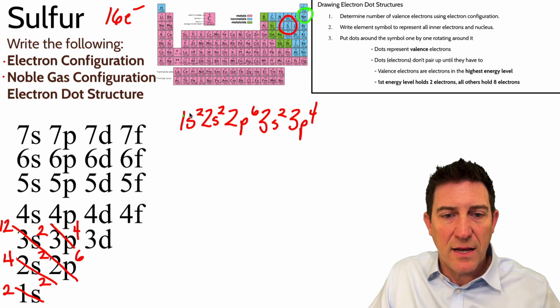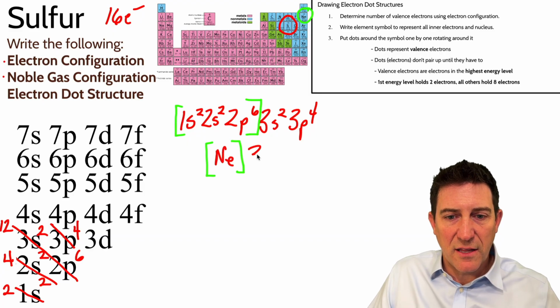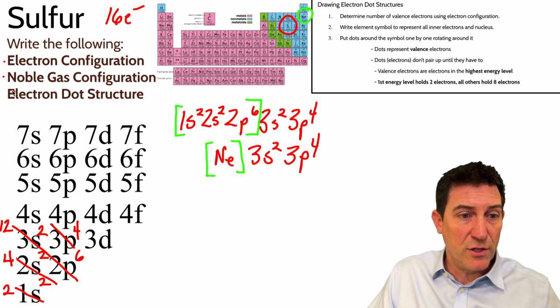Neon is number 10. So neon, 6, 7, 8, 9, 10. Neon has this electron configuration. I'm going to put it down here as Ne. Then I'll write everything that's left because that's how we do noble gas configuration. We just did this one.